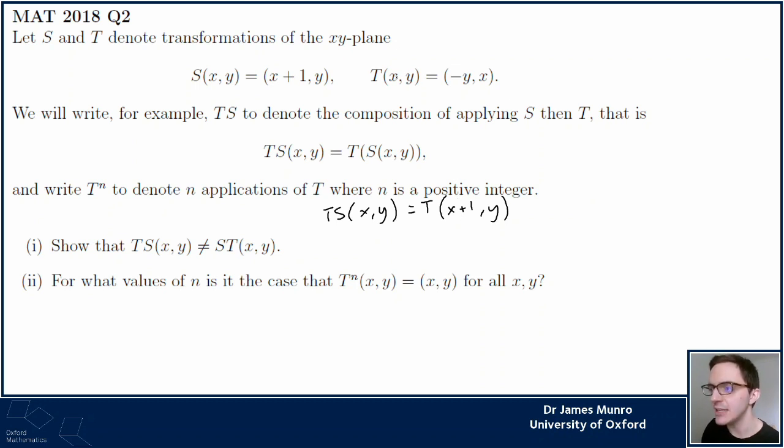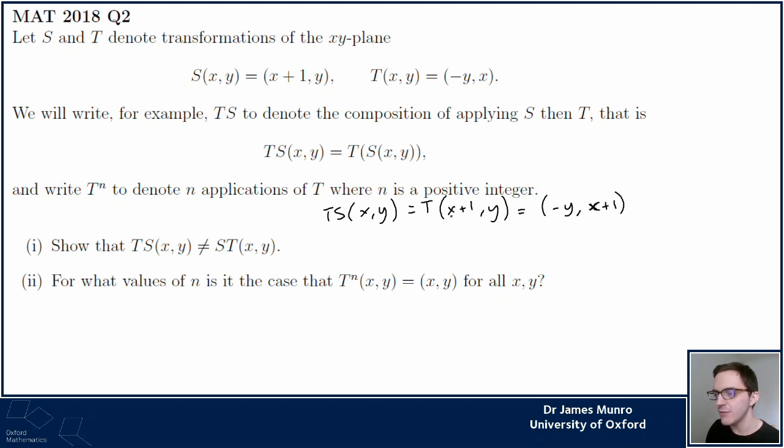The rule for T is written out here in terms of x and y. I should imagine these being dummy variables. This is just showing me what happens when I have an input here and an input here. It takes my first input and puts it over here, and it takes my second input and puts it here with a minus sign. So watch out for that. Okay, what I'm saying is this is (-y, x + 1).